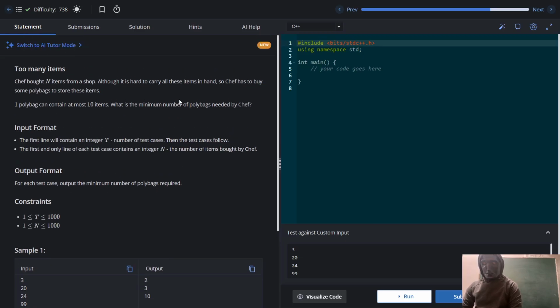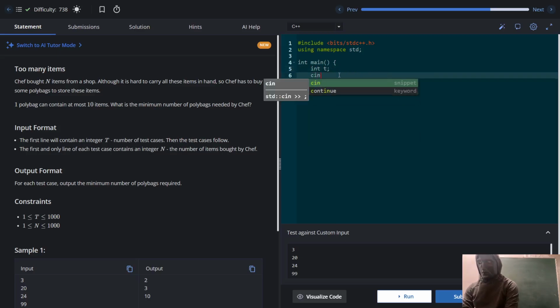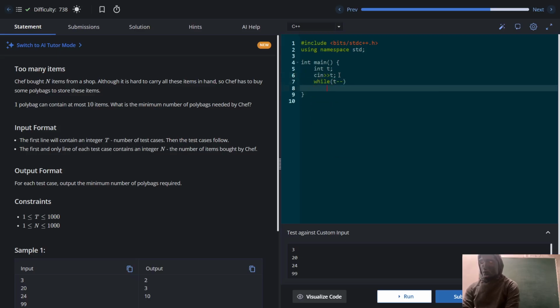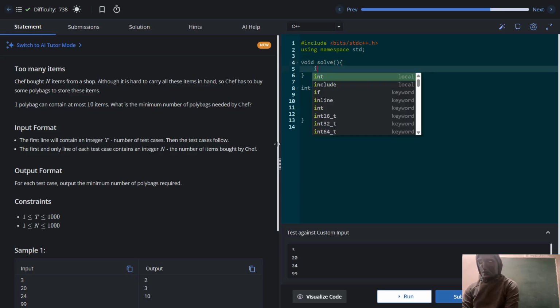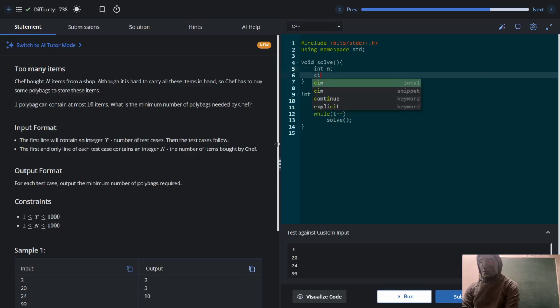So yeah, this is easy only. I will be telling you on the board. First, let's try to take input. We have test cases, so let me deal with test cases. And as you know, I think you guys got to know how we'll deal with test cases. Okay, so for every test case we'll call a function solve, and for every test case we have integer n, which is basically the number of items that he has.